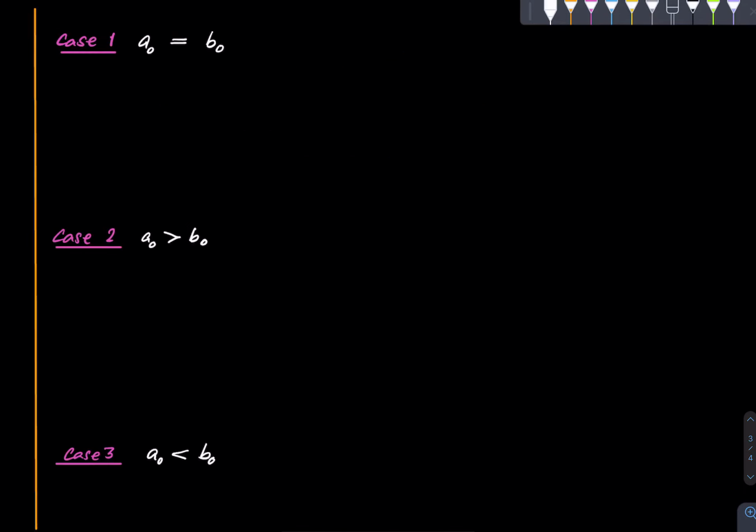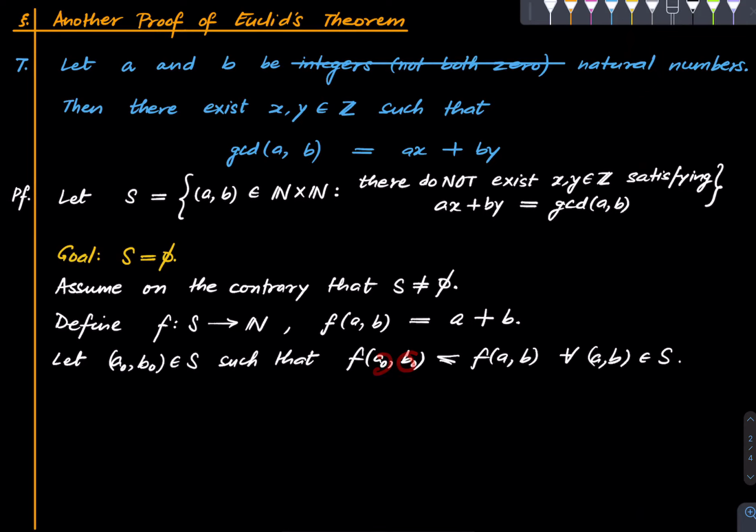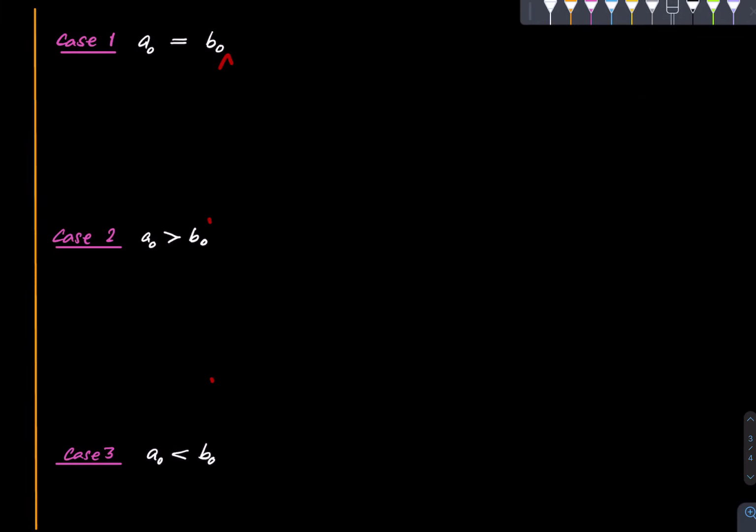Case 1 is a naught is equal to b naught, case 2 is a naught is greater than b naught, and case 3 is a naught is less than b naught. A naught and b naught are two natural numbers, so one of these three cases has to hold, and we will eliminate all three cases and hence come to a contradiction, which will prove the fact that S is actually empty, and we will be done.